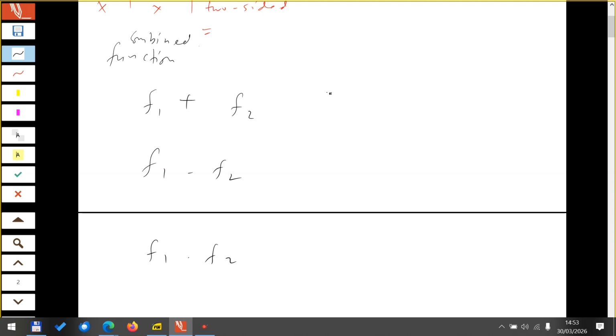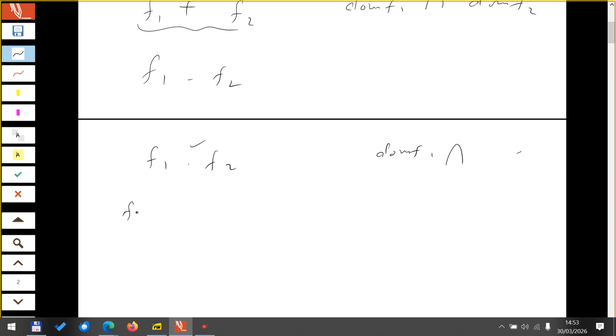Let's say you know the domain of f1 and the domain of f2. What would be the domain of f1 plus f2? The intersection of their individual domains. Similarly here, any combination must be in the form of an intersection. But there are some operations like f1 divided by f2 where it's not just the intersection, but you also have to exclude points for which it is undefined because of division. So keep that in mind.